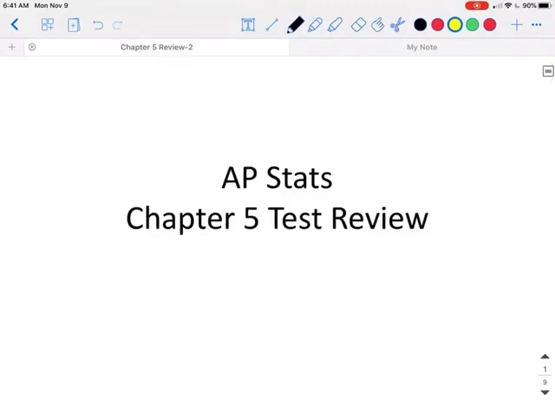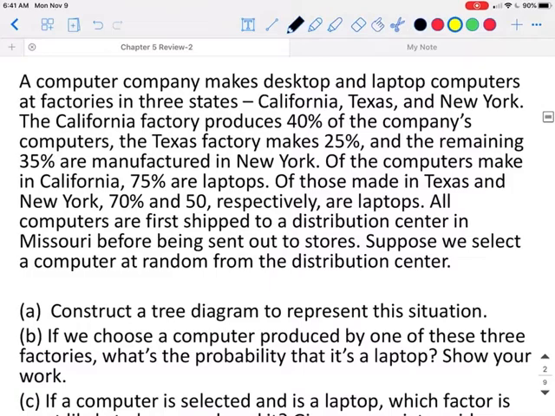This is the AP Statistics Chapter 5 Test Review. A computer company makes desktop and laptop computers at factories in 3 states: California, Texas, and New York.